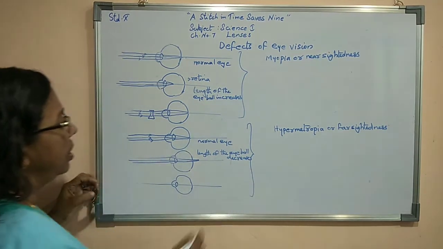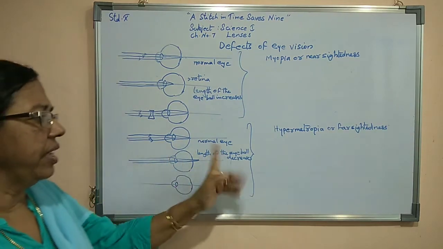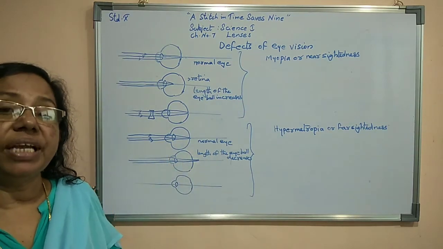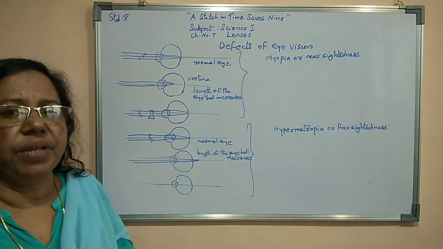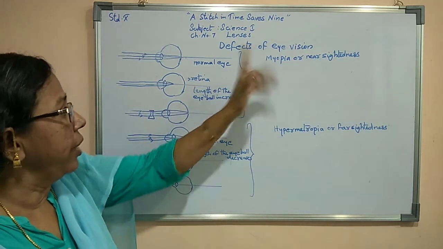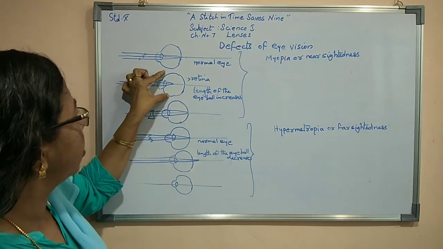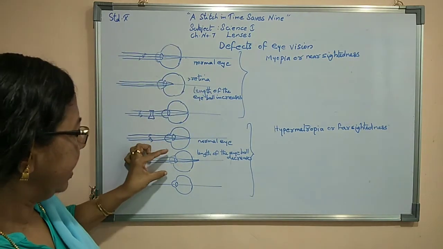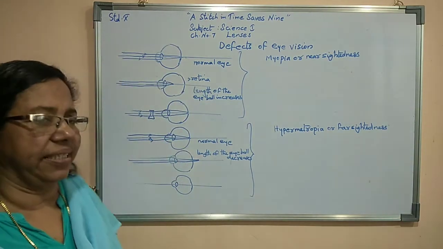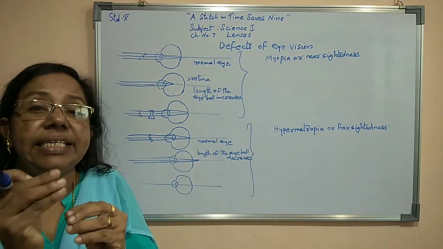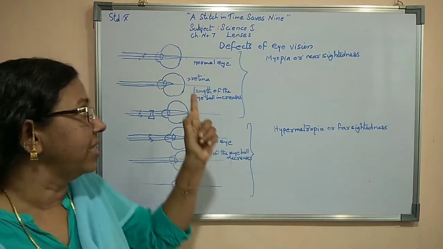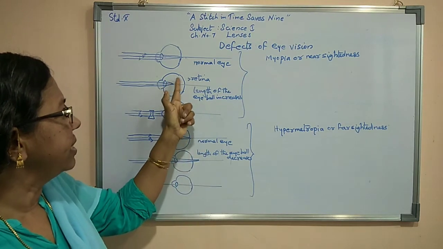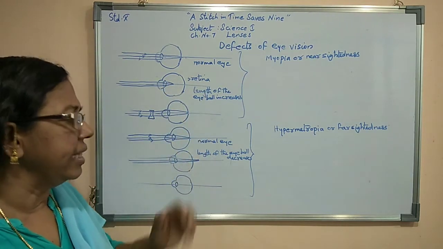Length of the eyeball decreases. This is one problem. So we can say which problems are faced by the eyeball. Due to myopia, the length of the eyeball increases. Here the length of the eyeball decreases. But those are all minor changes. It won't become so long. Only slight changes occur in the length of the eyeball. Either its length increases or its length decreases.